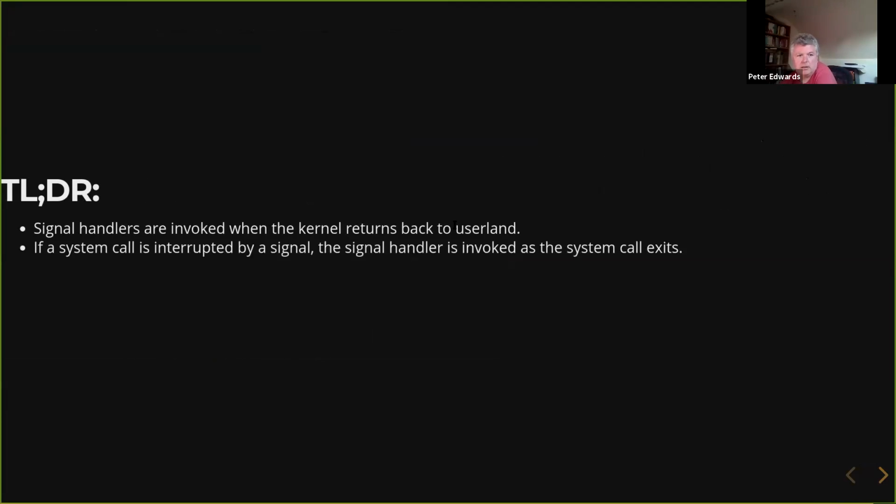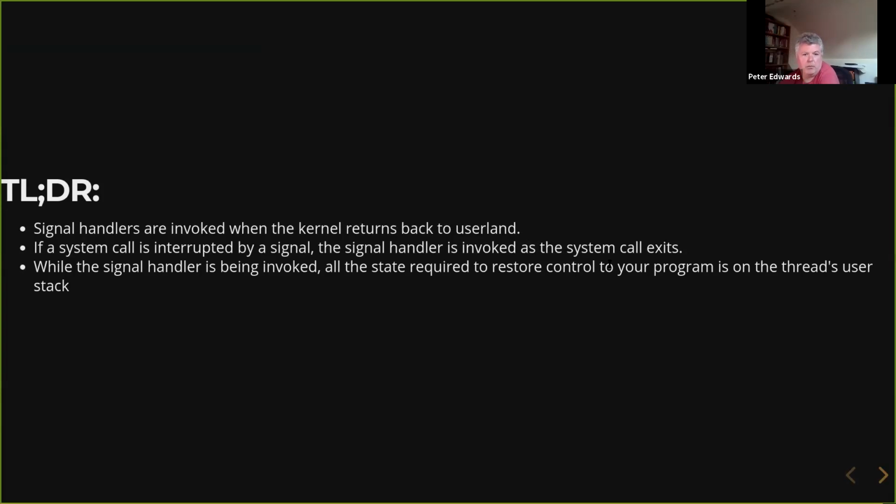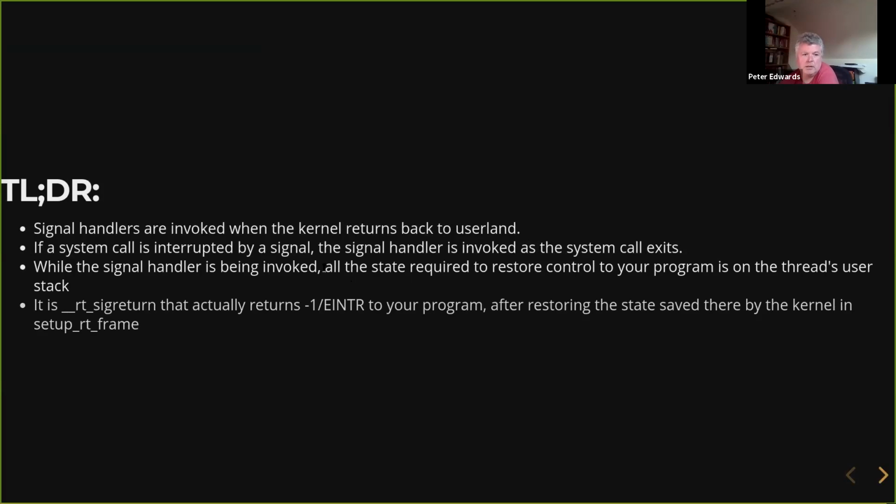So let's recap. Signal handlers are only ever invoked when returning back into userland. If a system call is interrupted by a signal, the signal handler is invoked as the system call exits. And while the handler is being invoked, all the state that you need to restore the process back to where it was when the signal occurred is sitting on the userland stack. It's not in the kernel anywhere. The kernel doesn't care about whether the signal handler was invoked or not. And it's this rtsigreturn function that returns your -1 EINTR to your program, and that's what is responsible for restoring the state from that userland stack back into your process as it returns. Okay, and that's me done.